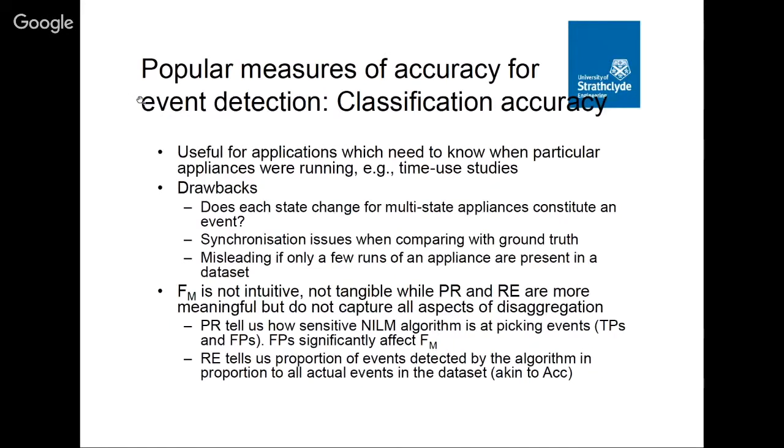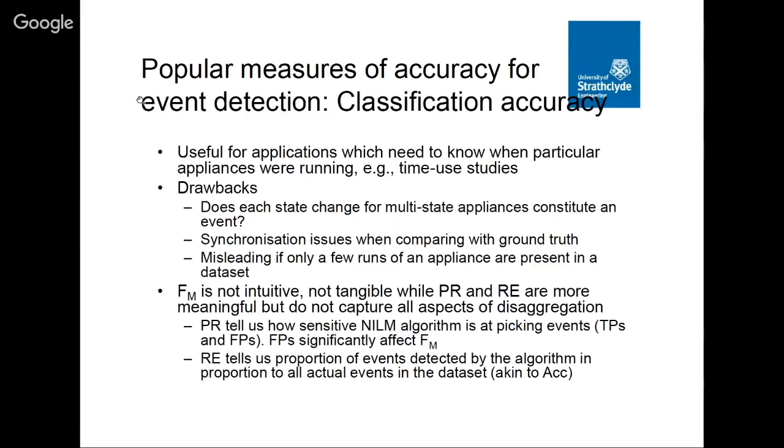So there are good and bad sides to using these kinds of measures. It's useful for applications where you need to know when the appliances were running, but it doesn't give you a measure of how much energy is consumed. Now, there is some difference in the literature for multi-state appliances. How do people work out classification accuracy? Do you work it out on all states, or if I classify the washing machine, which has multiple states, do you only look at the high state, or do you combine those states as well? Sometimes it's not very clear in the literature, and we need to make that clear.